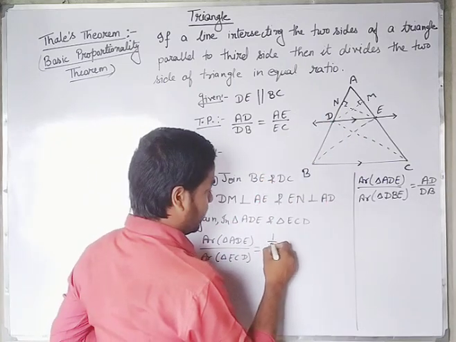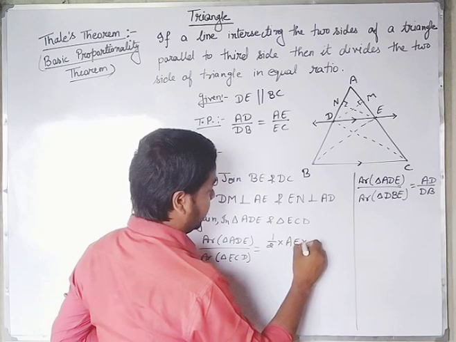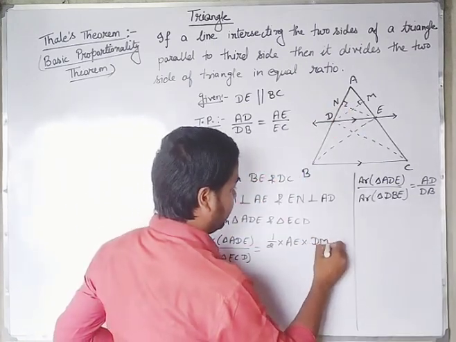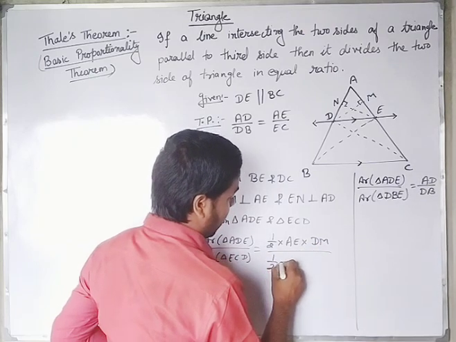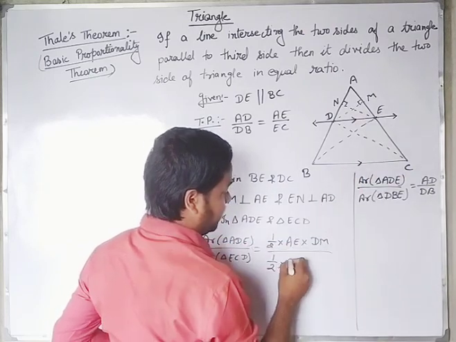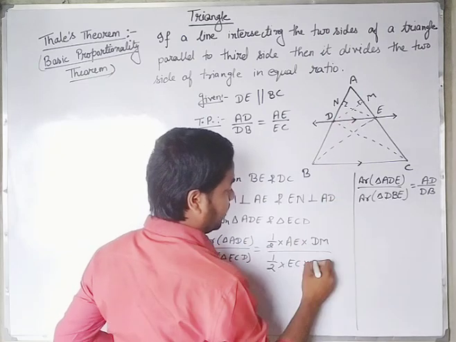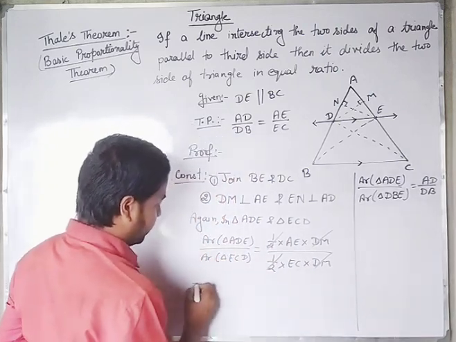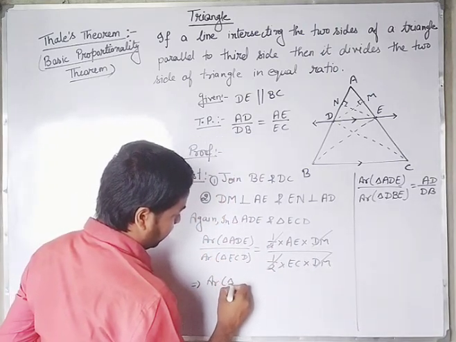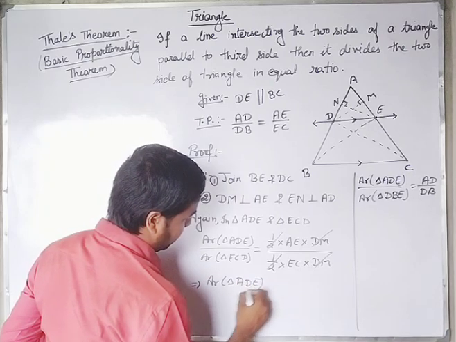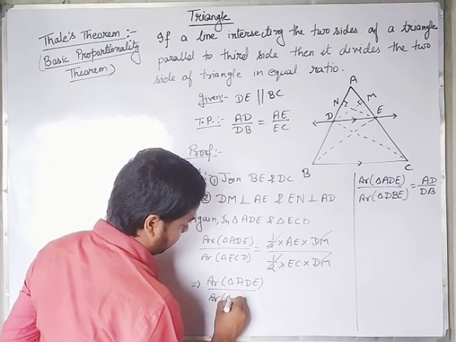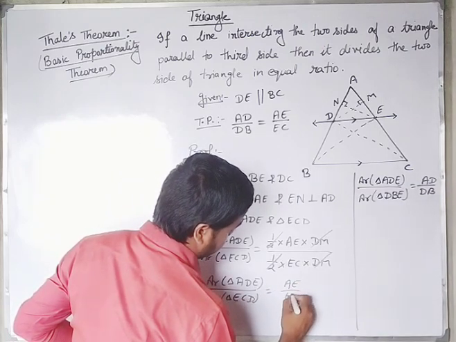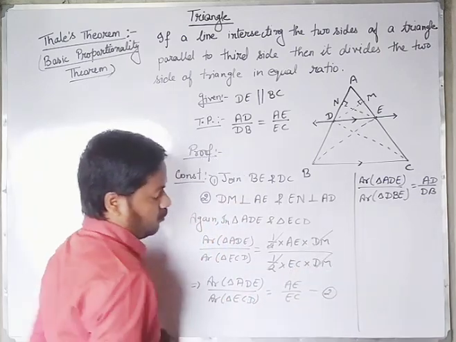So we will take half into AE into, in the same way, the height will be DM. DM will be behaving as a height. Half into, for the lower one, EC will be the base and DM will be the height. DM cancels, half cancels. So what do we have here? Area of triangle ADE by area of triangle ECD is equal to AE by EC. Let it be equation 2.